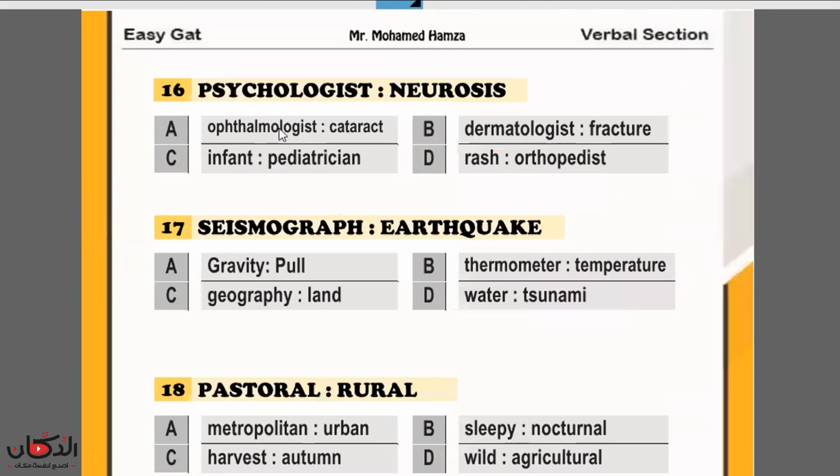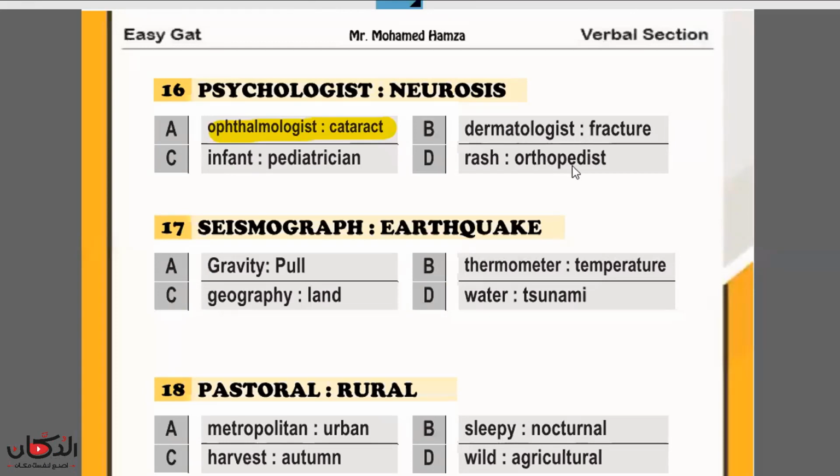7. Psychologist and what? So psychologist is to the ophthalmologist and cataract. That's the person. It's A. So why it's not B? Because a dermatologist doesn't treat fractures. Yeah, skin. Good.